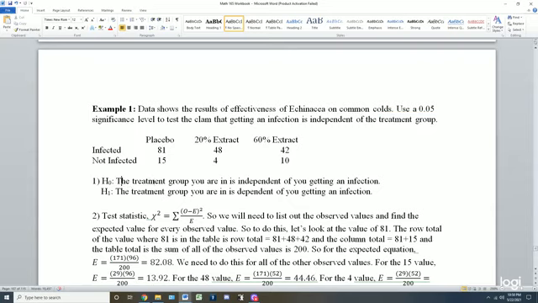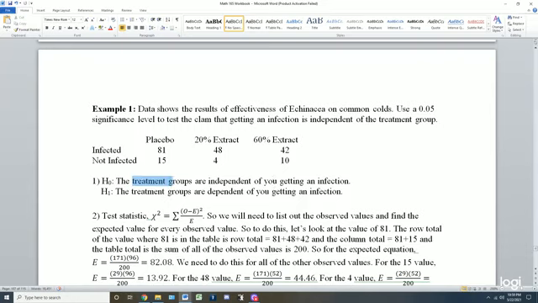So for our null hypothesis, literally just copy this down: the treatment groups are independent of you getting an infection. And the alternative is the exact opposite: the treatment groups are dependent of you getting an infection. Okay, and that's it. You could literally copy exactly that, and you'd be perfectly fine.